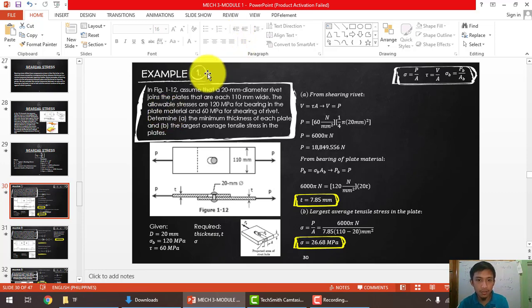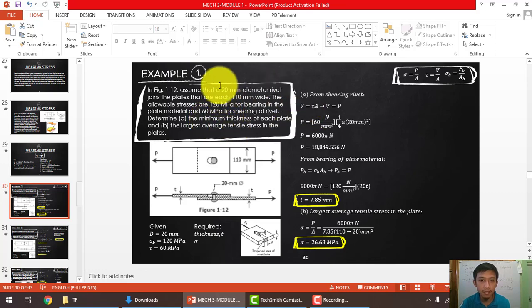And then of course, if that will not happen, let's say that plate is very strong, then what might fail there is the connecting material, which is the rivet or the bolt. But for us, that is a rivet, so the shearing strength of that rivet is 60 megapascal. So first is for us to determine the minimum thickness of each plate, and then the largest average tensile stress in the plate. So first, let's focus on the first unknown, A.